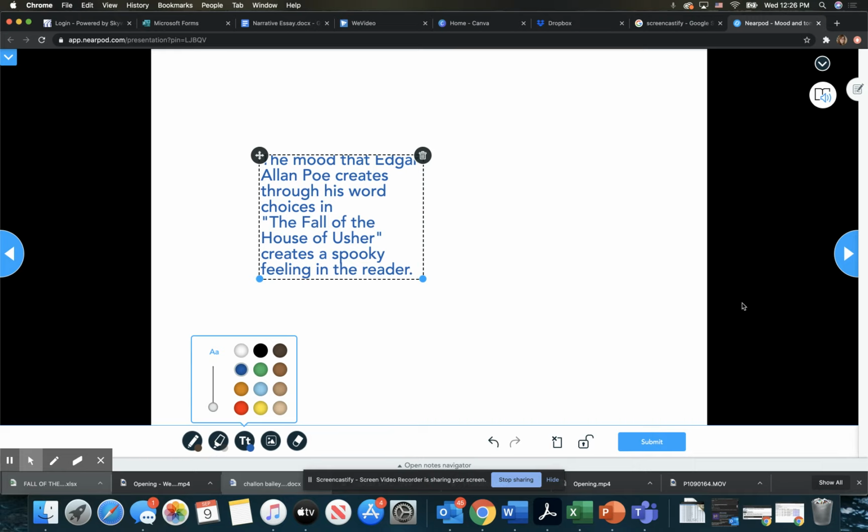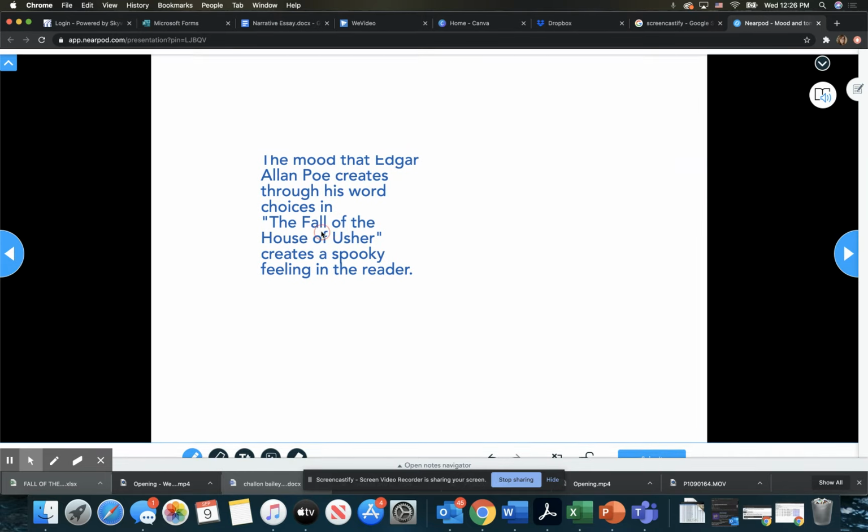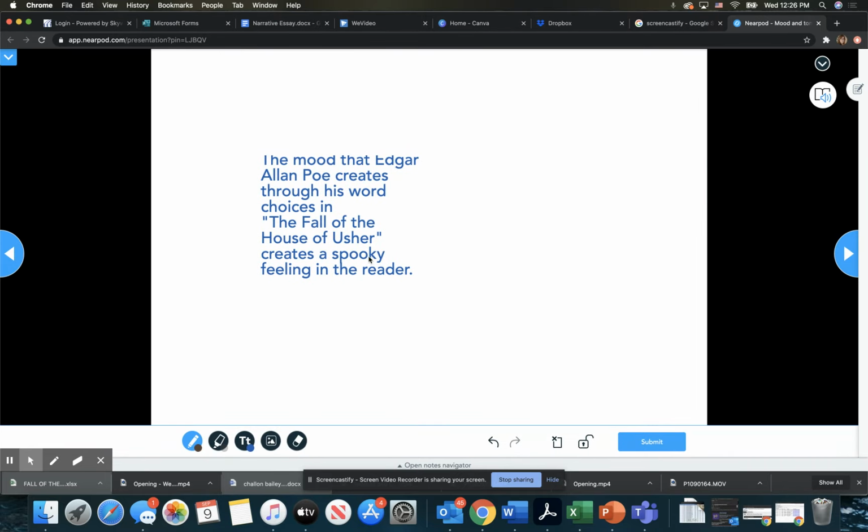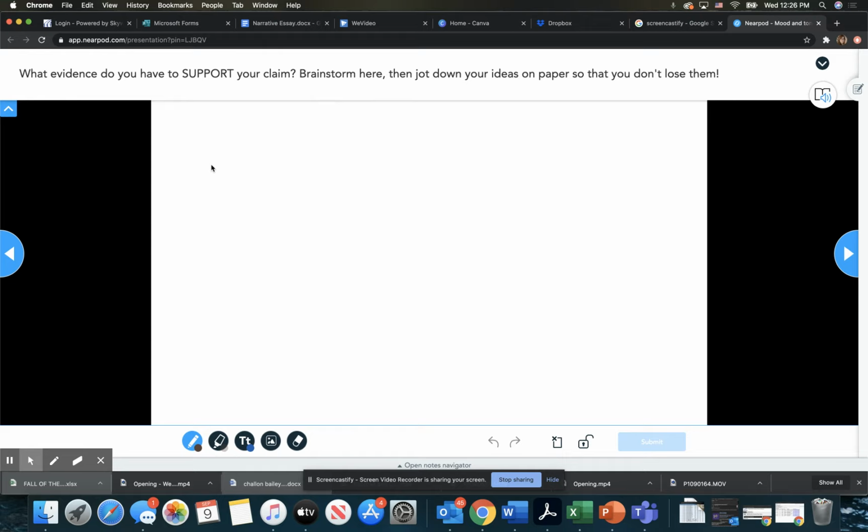And then if I was going to use that claim, the mood that Edgar Allan Poe creates through his word choices in The Fall of the House of Usher creates a spooky feeling in the reader, I would want to go to my book. I would want to look and see what ideas I can pull here in order to support that. What textual evidence? So I would want to quote things from the story, and I want to make sure that you write these ideas down on paper.